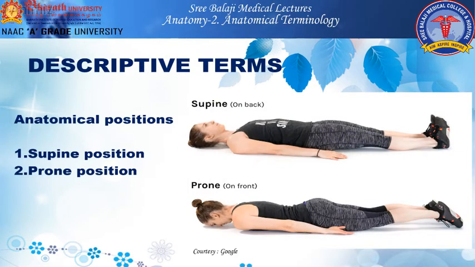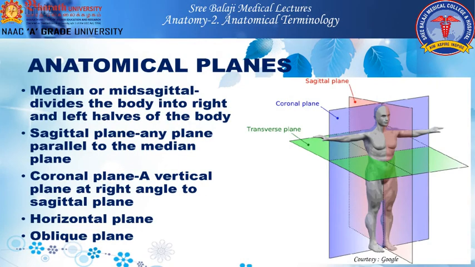Before going to the procedures, we have to know we have two types of anatomical positions. One is the supine position and another is the prone position. When you know about these two positions, we have to confirm it with that, and then we divide the body into planes so that you know where you are. The anatomical planes are different: one is the median plane, another is the sagittal plane, a coronal plane, a horizontal plane, and an oblique plane.